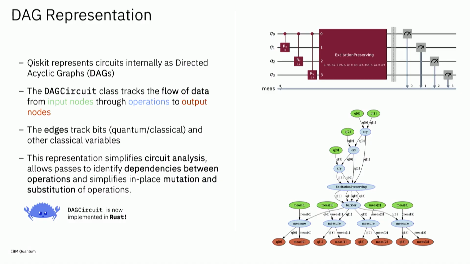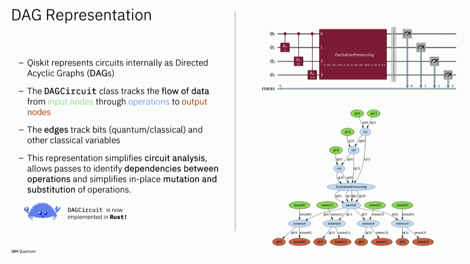The easiest one, I think, to think about is in-place substitution. If you want to replace one node with an equivalent operation, this lets you very easily do it because you know exactly where the dependencies are between all of them. So for example, if we wanted to take that excitation preserving block and replace it with a sub-circuit that was smaller operations but equivalent, the DAG representation makes it very easy to insert the operations in the correct place.